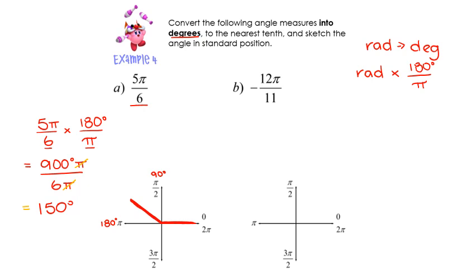So if you're measuring in degrees, from our initial arm to our terminal arm, that'll be 150 degrees. But it would be the exact same distance if you're measuring in radians of 5 pi over 6.